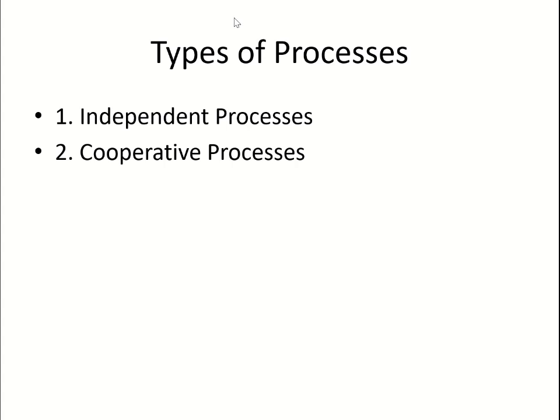And the next, cooperative processes. A cooperative process in an operating system is a process that can affect or be affected by other processes in the system. Cooperating processes can share data or code, or they can share data through files or messages. These are the two types of processes.